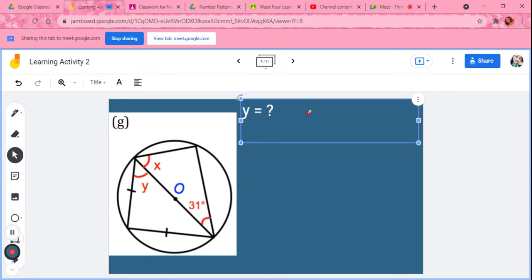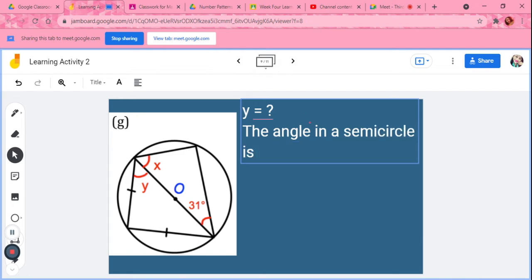So, what is the first thing that I do? Find the degrees of the angle. 90 degrees, very good. So, I am going to say the angle in a semicircle is 90 degrees, right? The angle in a semicircle is 90 degrees. Okay, then what am I going to do?